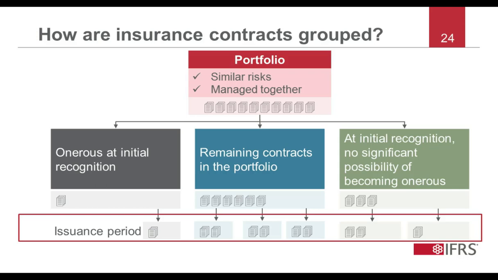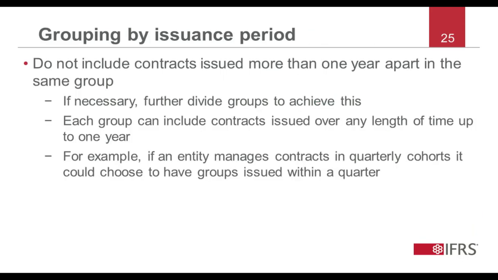The third and final requirement of grouping insurance contracts is the prohibition to include contracts issued more than a year apart within a group. An entity shall divide groups as necessary so as not to include contracts issued more than 1 year apart in the same group. Each group shall include contracts issued up to 1 year apart. This can be any length of time up to 1 year. This period does not need to be restricted or aligned to the entity's reporting periods.